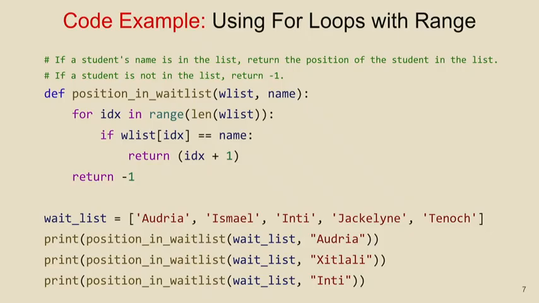So we're making this function so that anyone can read it. What position is Audrey in? She's in the first position. She's the first one in the wait list. So 0 plus 1. Does that make sense? Okay, great. What about Sitlali?